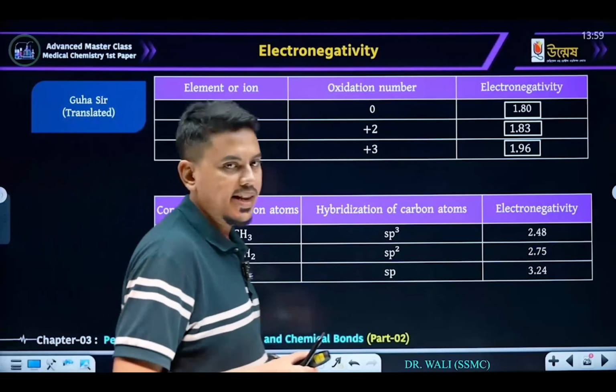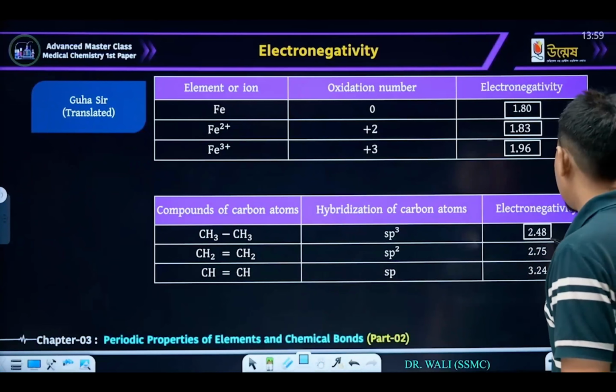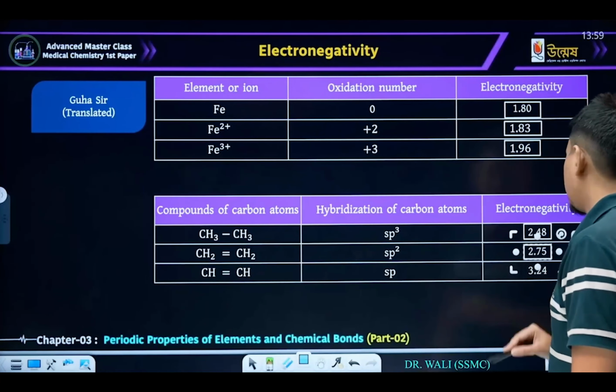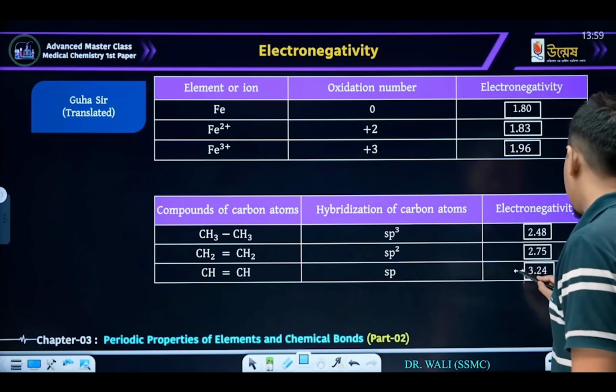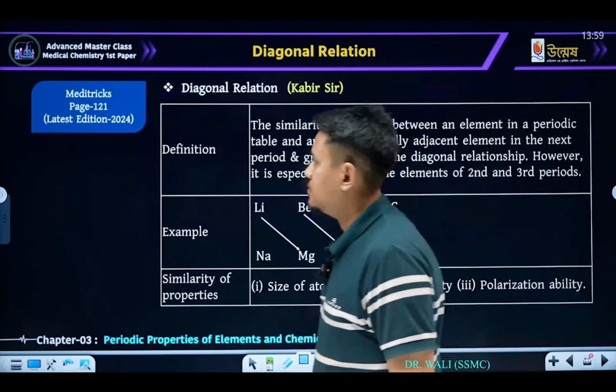And regarding the alkane, you should know that alkane carbon shows the least electronegativity, while the alkene carbon shows a bit higher electronegativity, and the alkyne shows the highest electronegativity, which is 3.24. And the hybridization is known to us.